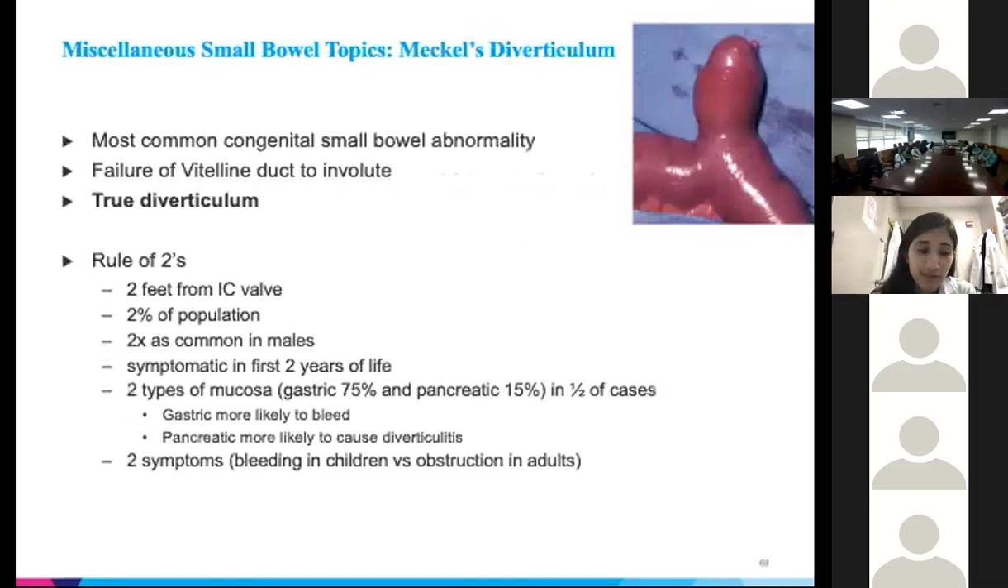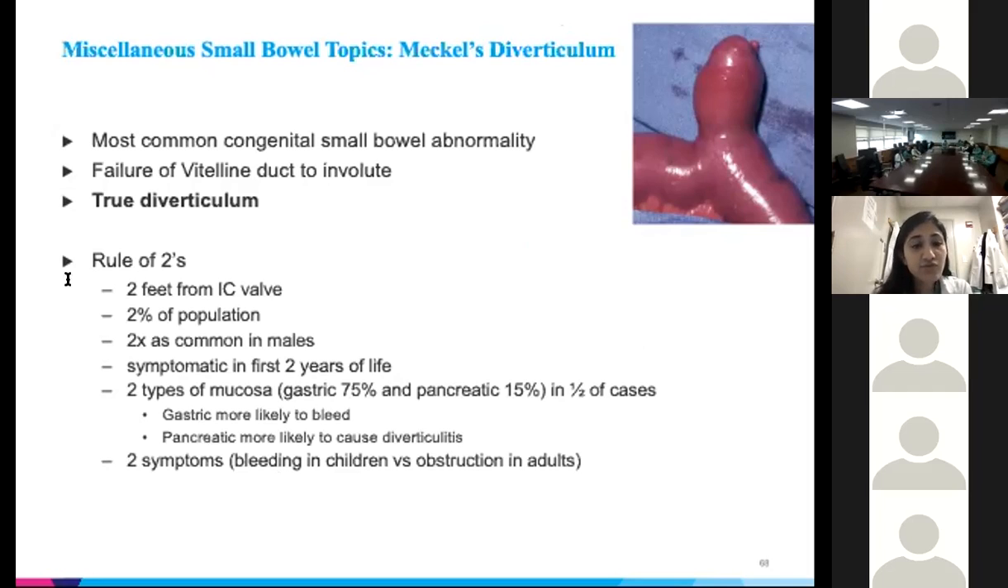And then Meckel's diverticulum, another miscellaneous small bowel topic that comes up. Meckel's diverticulum is the most common congenital small bowel anomaly. It accounts for about 25% of small bowel diverticulae. It occurs because of a failure of the vitelline duct, or the omphalomesenteric duct, which connected the embryonic midgut to the yolk sac, to involute. It's a true diverticulum. It usually occurs at the antimesenteric border of the ileum and contains all layers of the intestine.